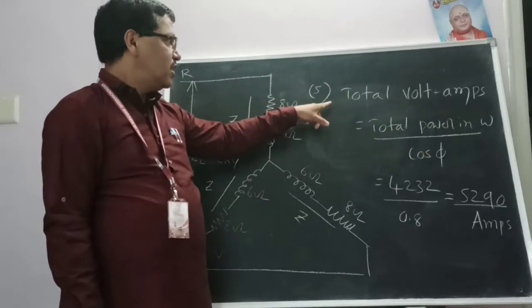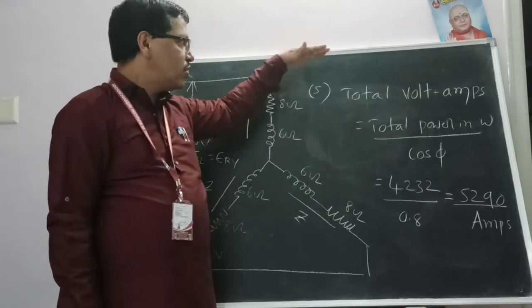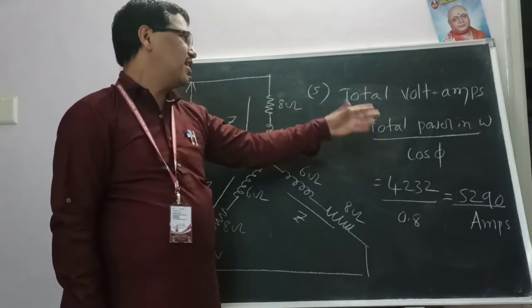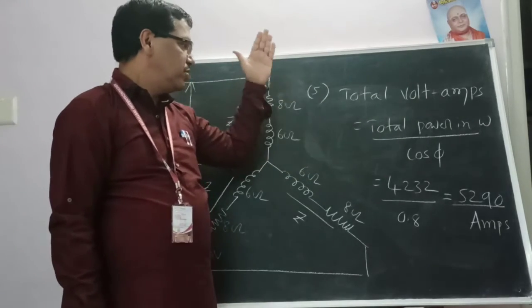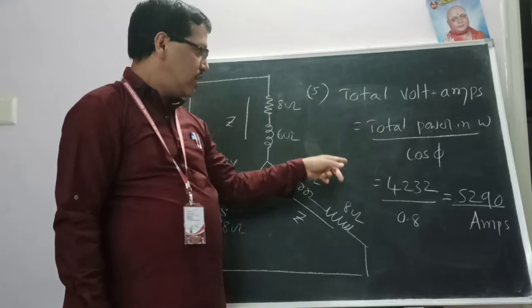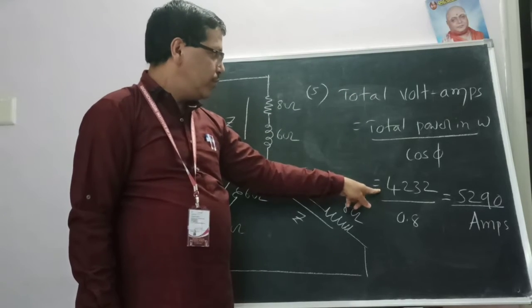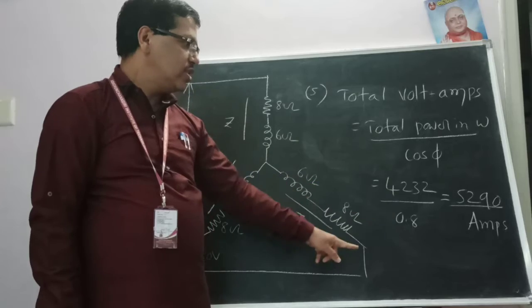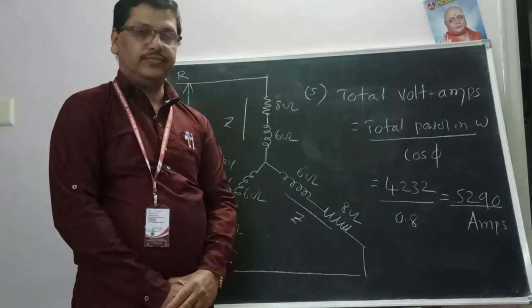The fifth one is the total volt amps. The relation is total volt amps equal to total power in watts divided by cos phi, just like the same equation once again. Here the total power in watts we already calculated, 4232. Cos phi is 0.8. The answer is 5290 volt amps for this problem.